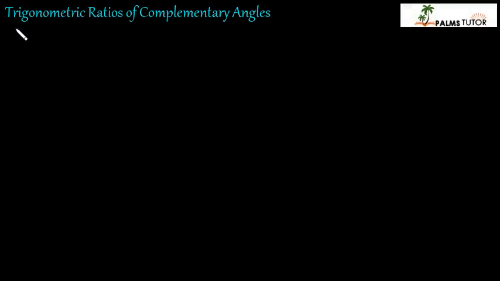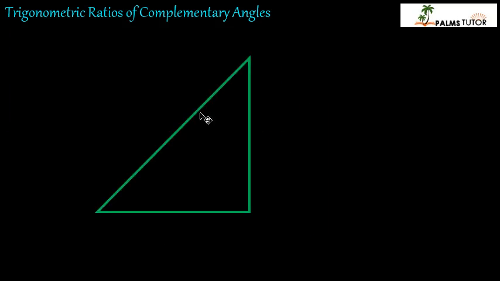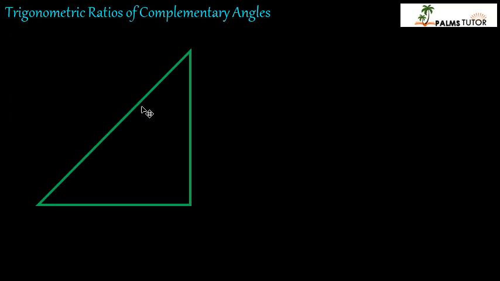Hello guys. So let's quickly go through trigonometrical ratios of complementary angles. What are complementary angles? Two angles are said to be complementary if the addition of the two angles adds up to 90 degrees. So we have a right angle triangle such as this. I have a right angle triangle.